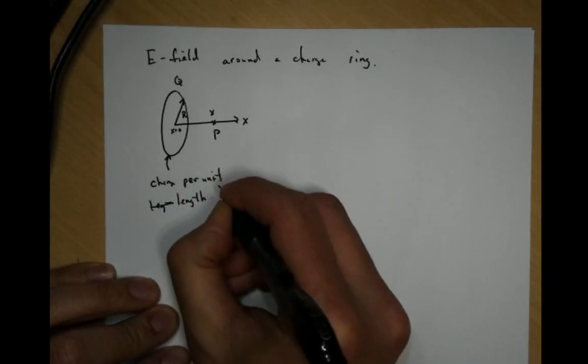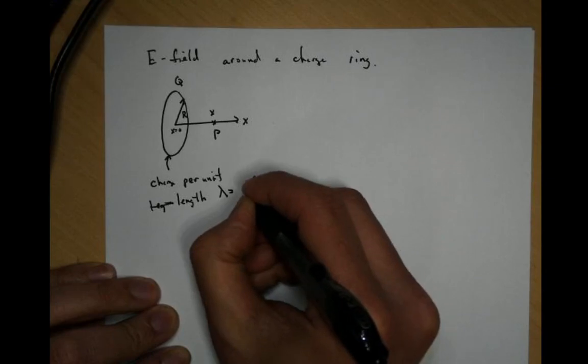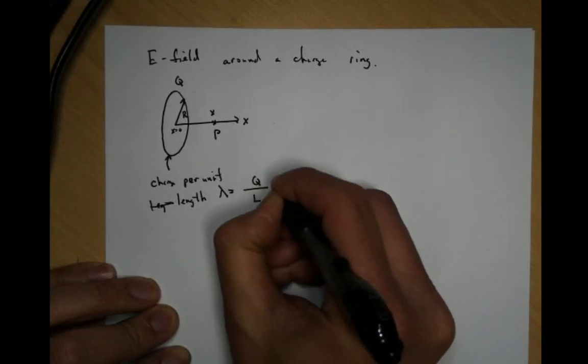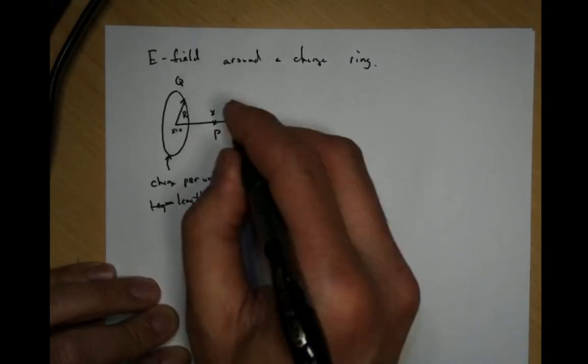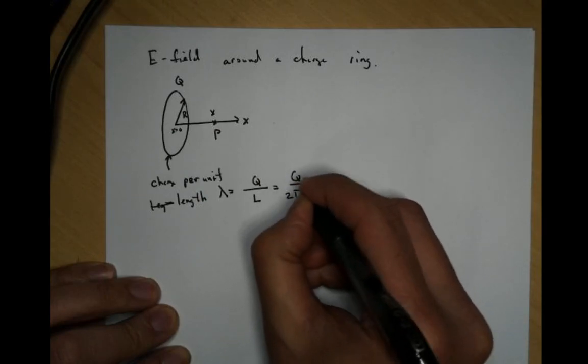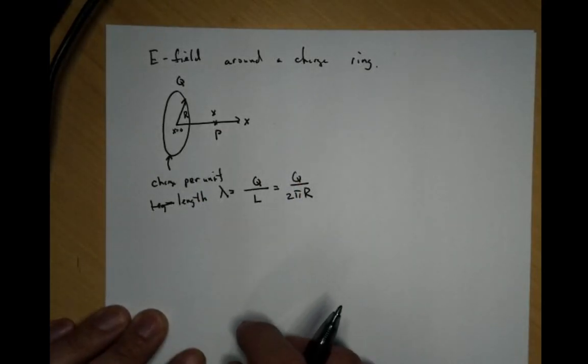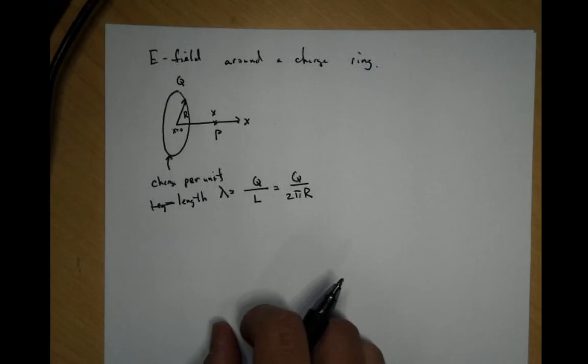And this will be called lambda again, and it'll be the total charge over the total length, which is basically total charge over the circumference of a circle. That's 2 pi r, right? Okay, great.